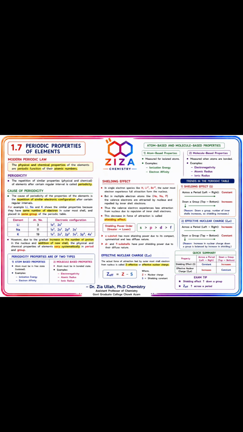Lithium has the electronic configuration 1s2, 2s1. Sodium has 1s2, 2s2, 2p6, 3s1. Potassium has 1s2, 2s2, 2p6, 3s2, 3p6, 4s1. Since all these elements have one valence electron, they belong to the same group and show similar chemical properties.